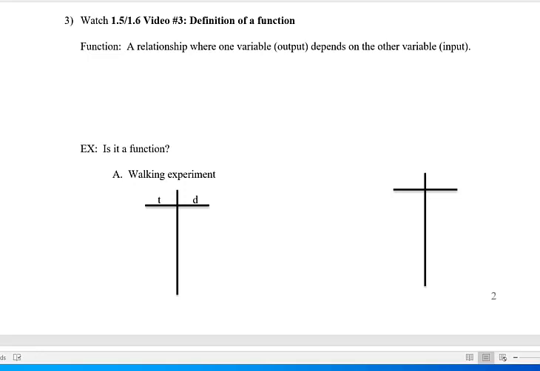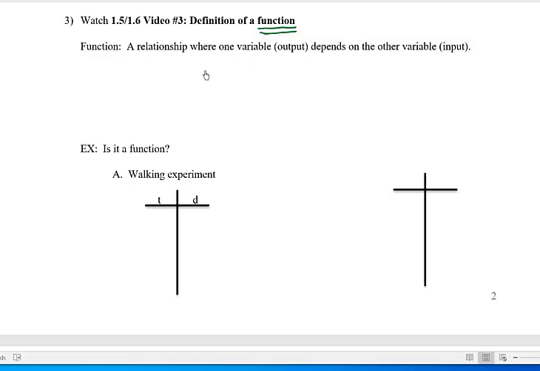This is video number 3 for sections 1.5 and 1.6, the definition of a function. This is the other really important idea here at the end of chapter 1, this word function. This is a term that we will be using all throughout the semester, and so in this video I want to explain to you what we mean when we say function. I've written you a basic definition here.